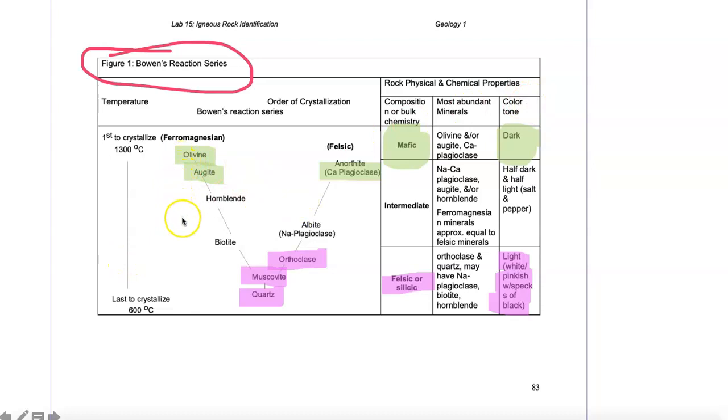As we go down in temperature, we come to the intermediate and then the felsic minerals, which are the last to form as the magma cools. These are the light-colored or felsic minerals and tend to be white or possibly pink. So color is a good proxy for composition of minerals.